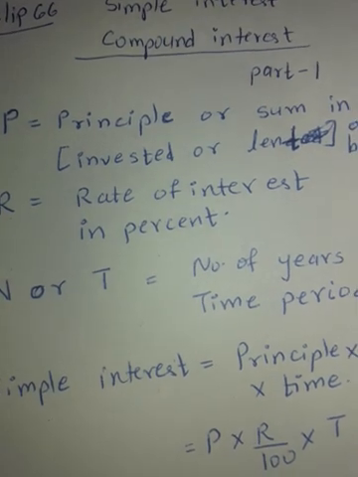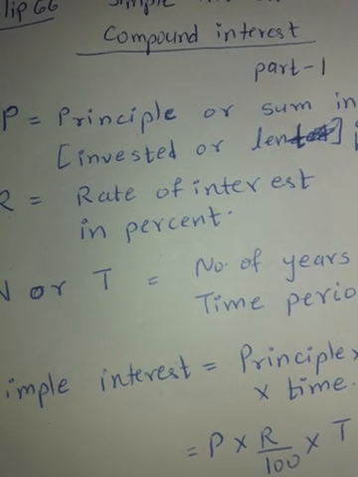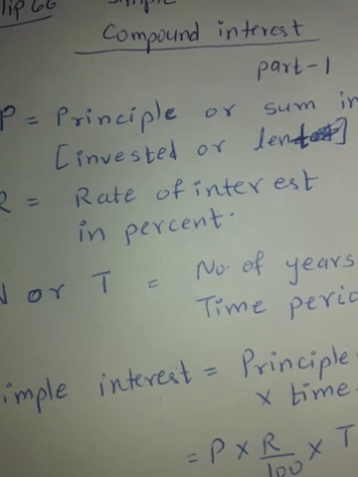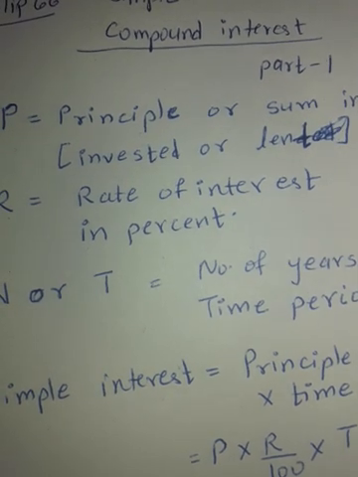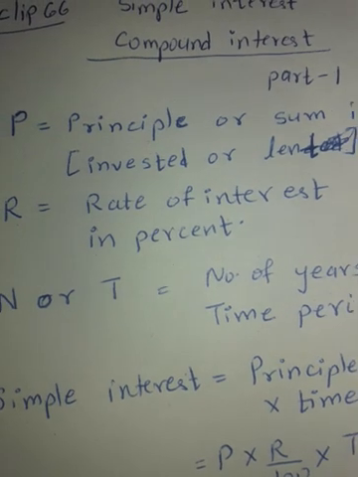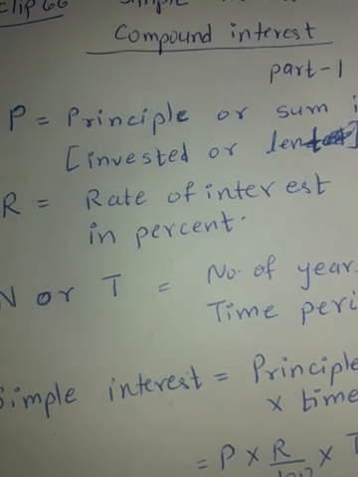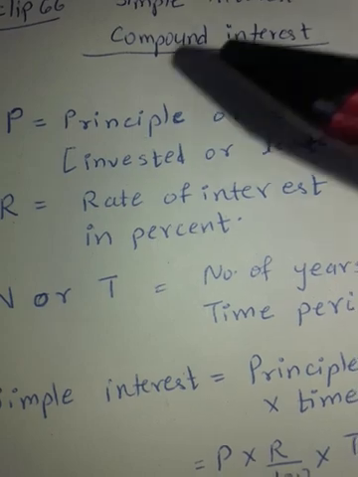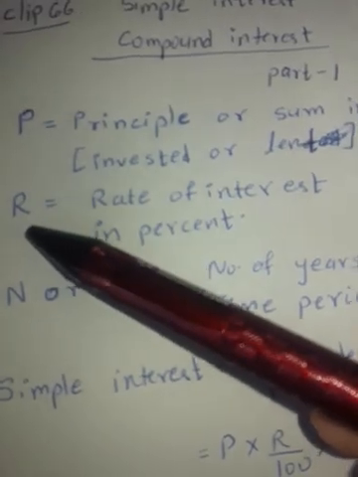Now rate of interest, and that is denoted in percent. So whenever we keep money in a bank, you must have read the chart in the bank that for 1 year, if it's a fixed deposit, we will give 6.5% rate of interest. In savings it may be something like 3% rate of interest. So that rate of interest is denoted by R.